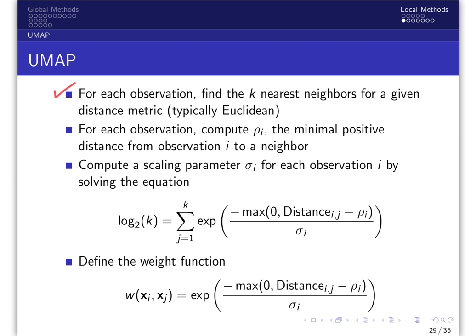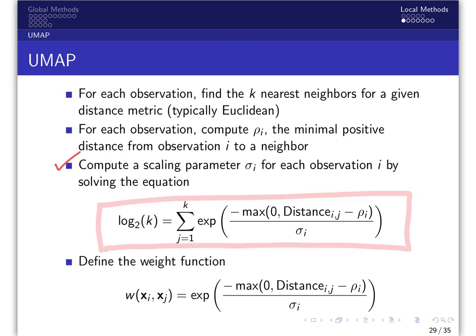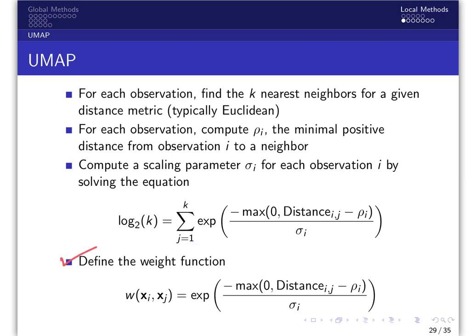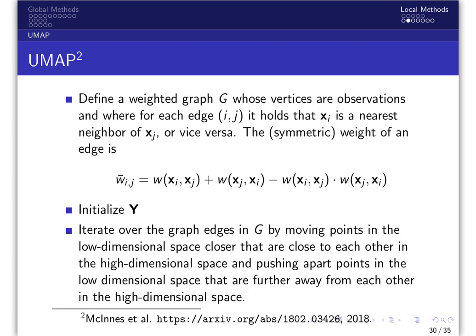For each observation, find the k nearest neighbors using a given distance metric. Usually Euclidean distance is used. Then, for each observation, compute rho sub i, which is the smallest distance from observation i to a neighbor. Also compute a scaling factor sigma sub i by solving this equation, where again k is the number of nearest neighbors. Then define the weight function using this equation.